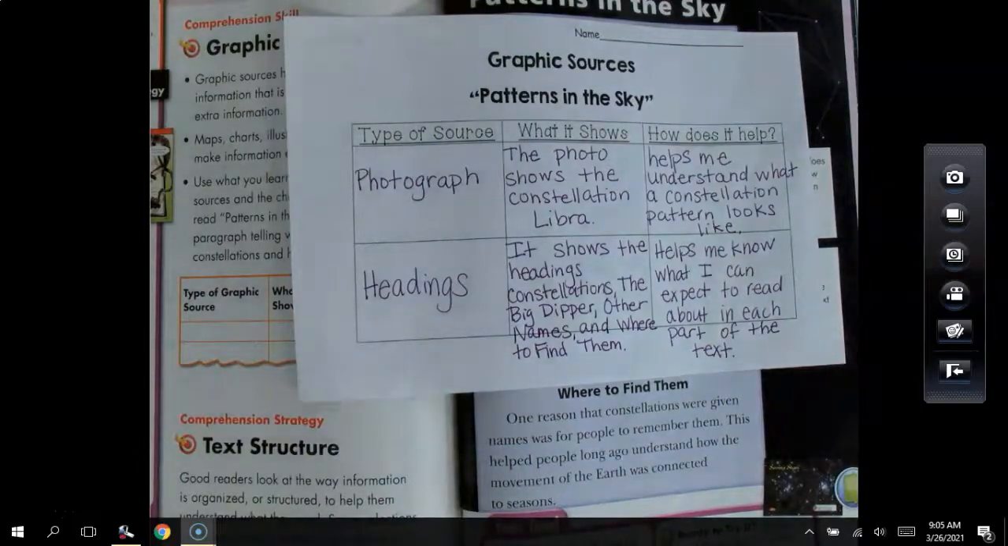Remember, graphic sources help you understand information that is in the text. It gives us extra information to help us better understand what we are reading, what our text is talking about. And I guarantee you, you have seen these graphic sources before. You just probably didn't know what their names were, or you didn't know that they were called graphic sources. So as you're reading throughout your text, if you get a nonfiction text or in your social studies book, in your reading book, see if you can find these different graphic sources.